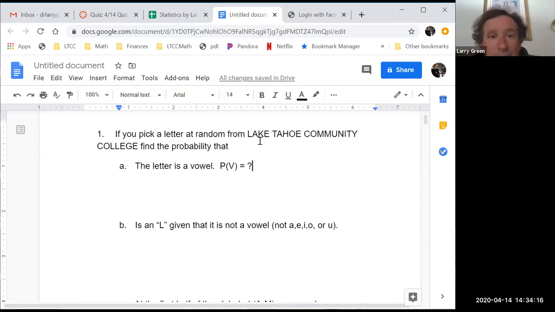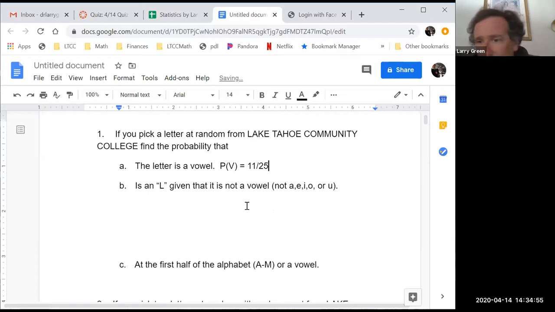So how many total vowels are there? Lake is 2, Tahoe is 3 more, then Community is 3 more, so that's 8. Then College is 3 more, that's 11. So the answer is 11 over 25, which some of you got. Any questions at all on part A? Okay, let's see if we can work on part B.